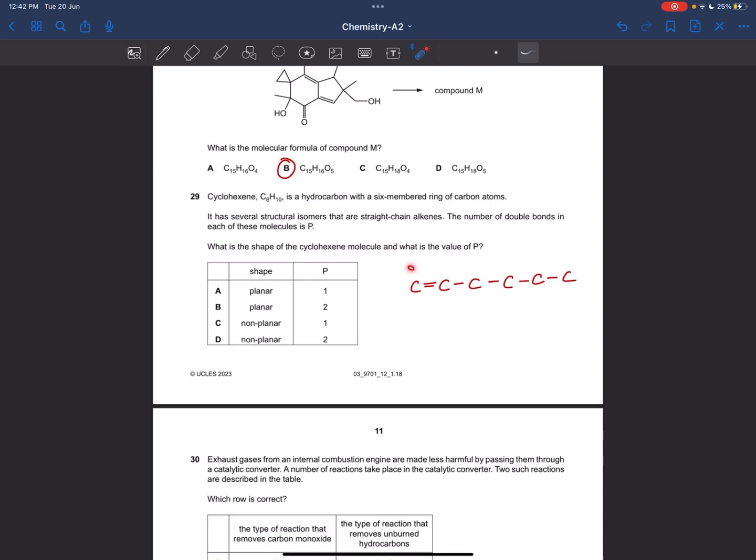These are 2 bonds, 1 2 3 4 5 6 7 8 9 10 11 12. These are 12 hydrogens. But we have to make how many? We have to make 10. So that is why we'll make another double bond. For example, I made one here. Now how many will there be? 1 2 3 4 5 6 7 8 9 10 11 12. No, wait, what? Wait. Let me see.